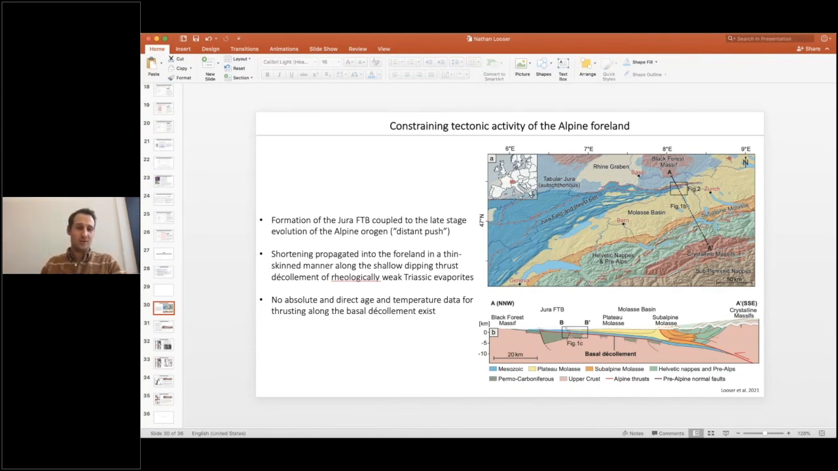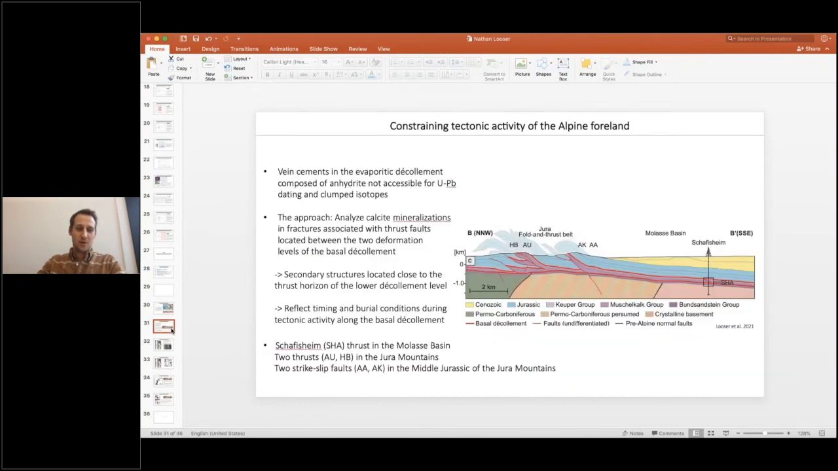The formation of the Jura fold and thrust belt took place coupled to the late stage evolution of the Alps. It occurred due to the so-called distant push, and basically shortening propagated to the foreland in a thin-skin manner along a shallow dipping thrust décollement, which you can see here. And the problem so far was that there was no direct age and temperature data for thrusting along this basal décollement. And we wanted to change that.